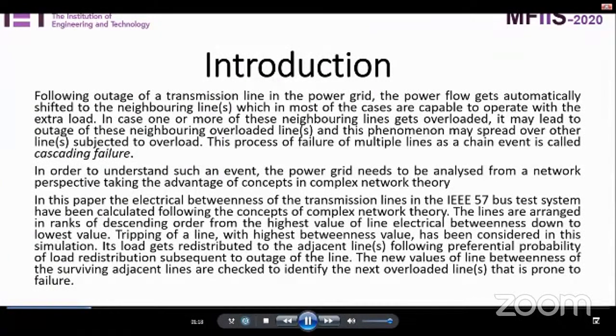In most of the countries, the power grid is a typical complex network that is distributed throughout a vast geographical region. The grid operation possesses a threat of failure due to a localized fault or intentional attack, which causes the power to flow through adjacent or neighboring lines. In many cases, neighboring lines are capable of withstanding the extra load, but in some cases, the neighboring lines get overloaded and tripped, and this phenomenon may spread over other lines and result in cascading failure of the system.